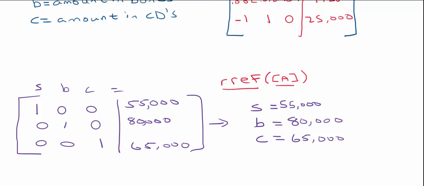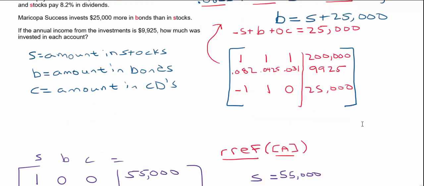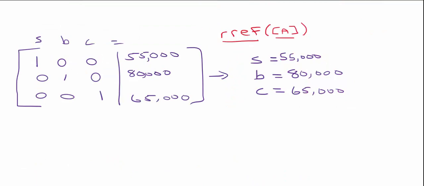So the actual context of these variables was that S, B, and C were the amounts of money invested in stocks, bonds, and CDs, which was the very question that we began with. The original question was, how much was invested in each account? And our variables were defined to be the amount invested in each account. So therefore, these dollar amounts would be the answers to the question. $55,000 was put in stocks, $80,000 in bonds, and $65,000 in CDs.